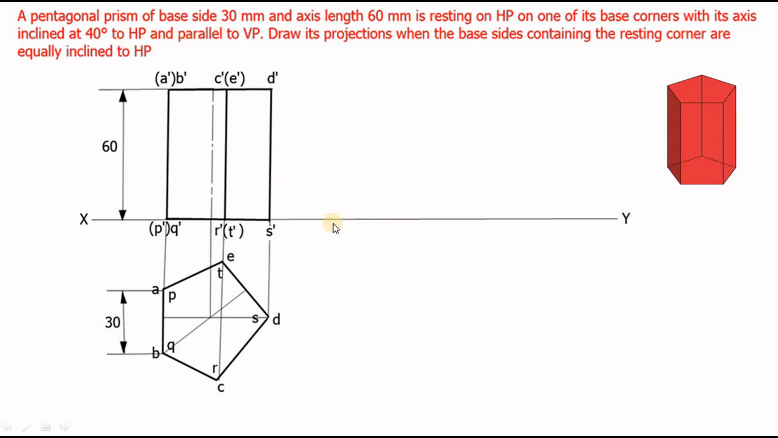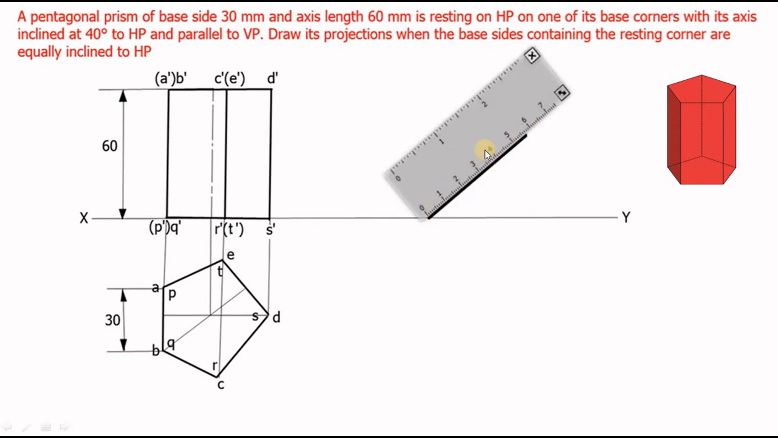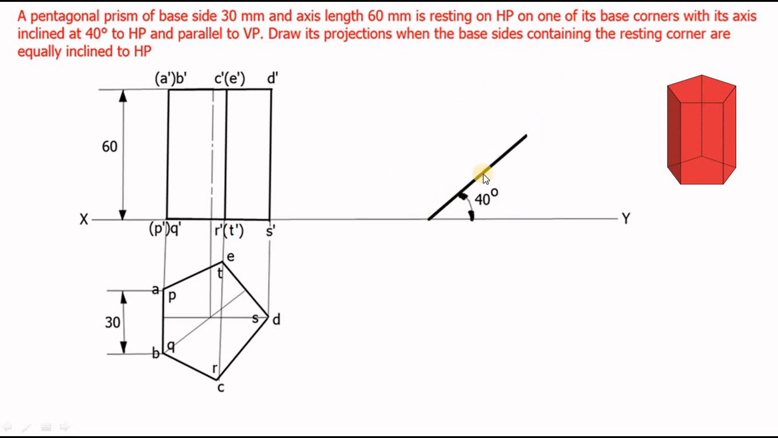That is, you have to draw an inclined line 40 degrees to XY. Keep the protractor anywhere over the XY. I am keeping it here and marking a 40 degree angle. So 10, 20, 30, 40. Draw one straight line connecting this point. The length of the line should be equal to the height of S dash D dash. Clear? So it should be 60. Draw the inclined line, that is S dash D dash. It should be inclined 40 degrees to XY. The length of this particular line should be equal to S dash D dash. Clear? This can be named as S1 dash and this can be named as D1 dash.